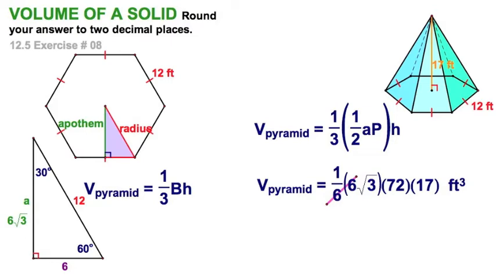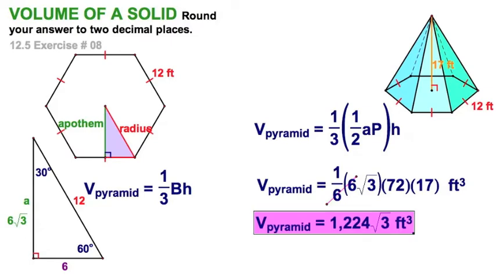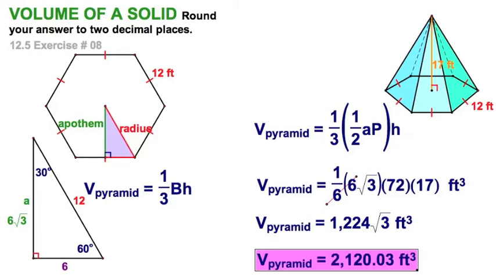I can do that pretty quickly. 72 times 17, so it's going to be 1,224 times radical 3. Pull out your calculator and use that radical button, and you should get 2,120 and 3/100ths. And that would be in cubic feet.